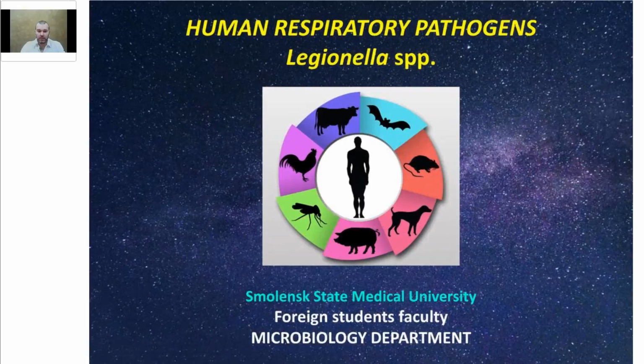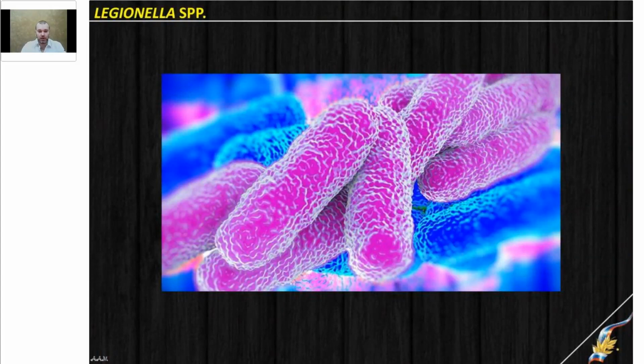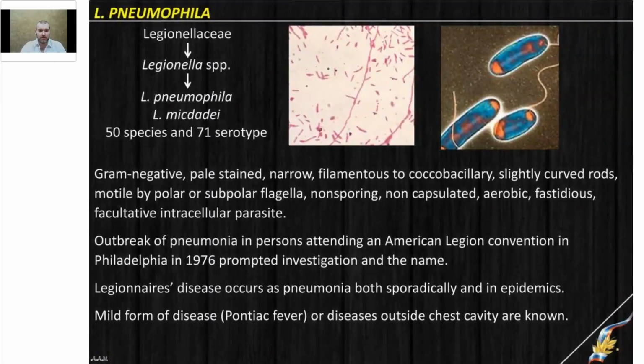So the next bacteria we will talk about is Legionella. It is one of the most recent diseases described, in the last 50 years, and the bacteria belong to the genus Legionella. We have about 50 different species described, and they're classified into 71 serotypes. The main representative of the genus is Legionella pneumophila, and it is responsible for the main number of diseases.